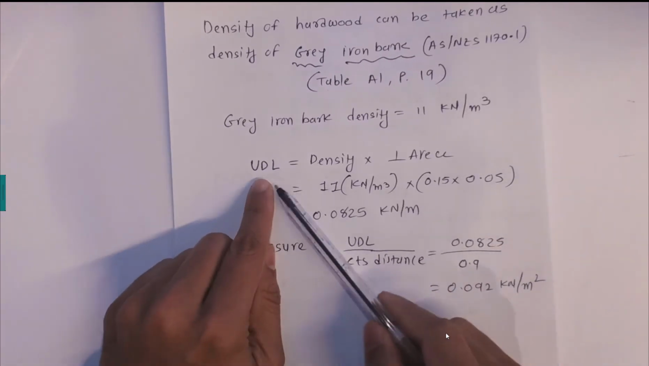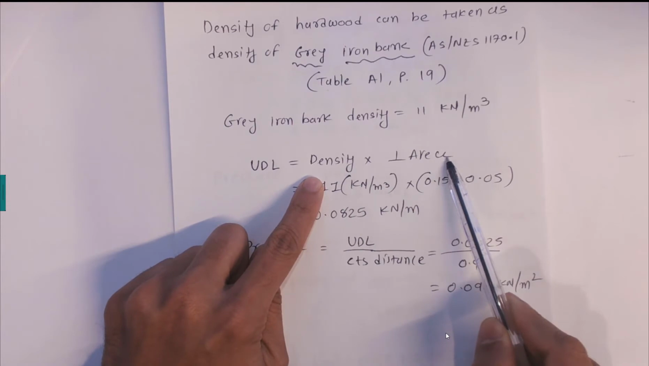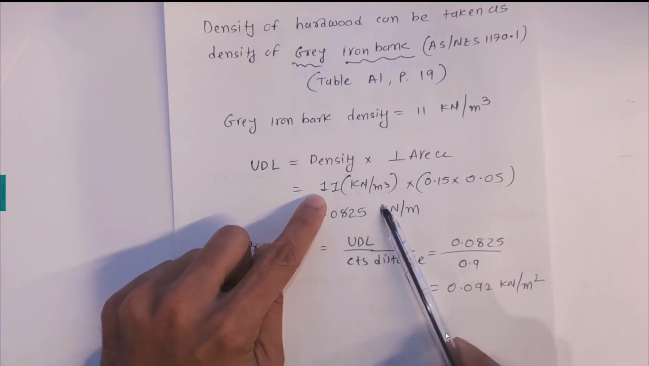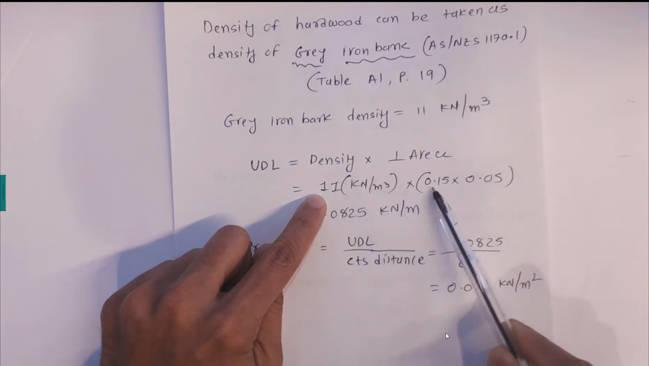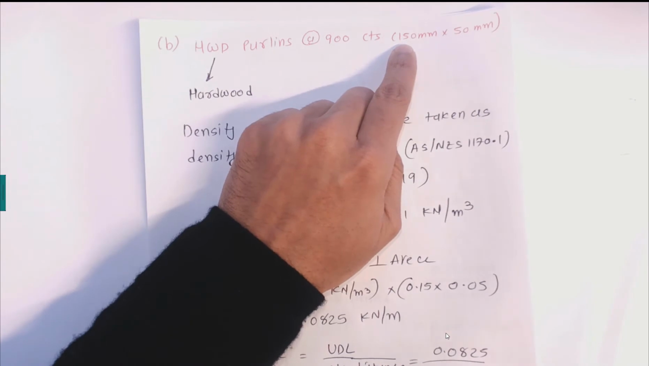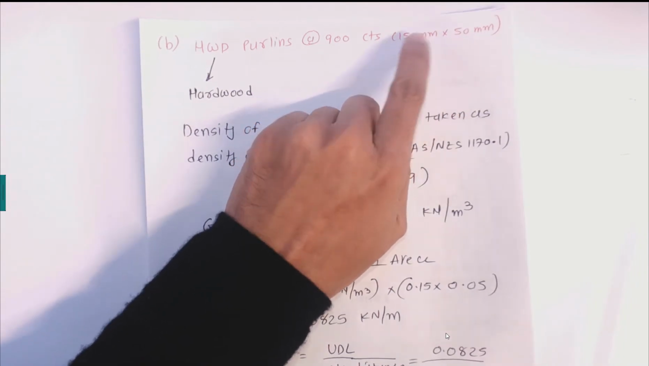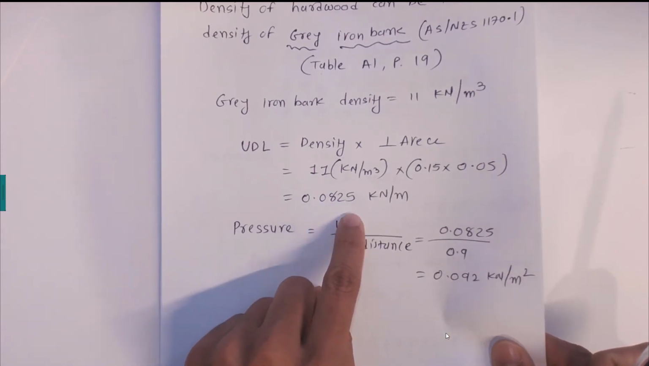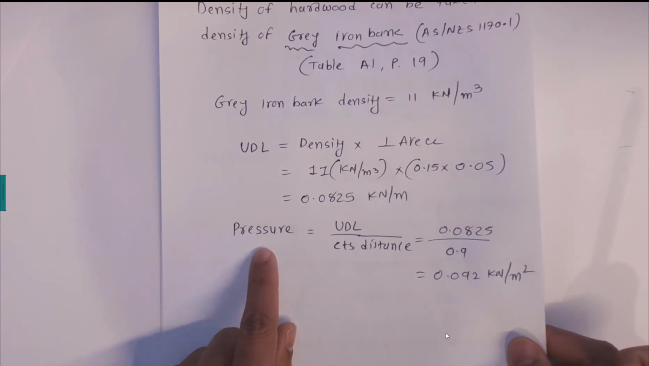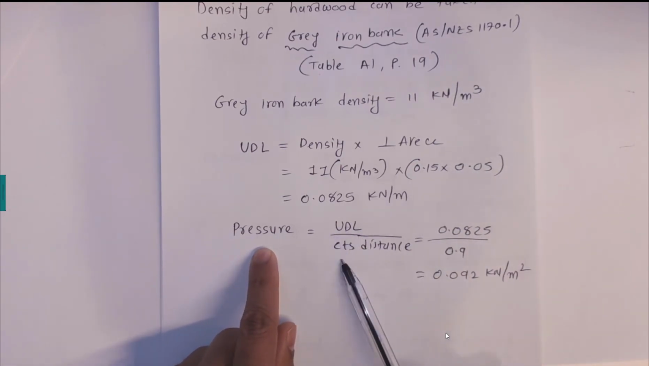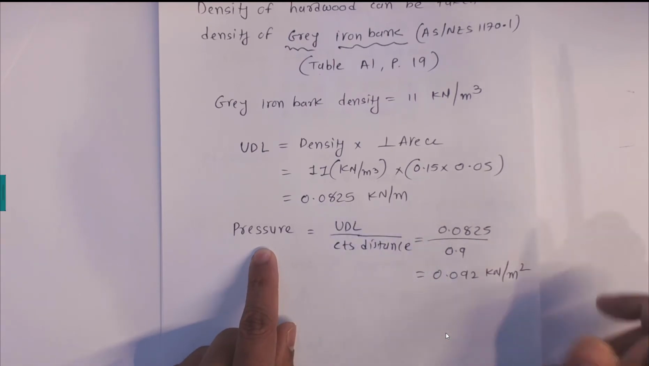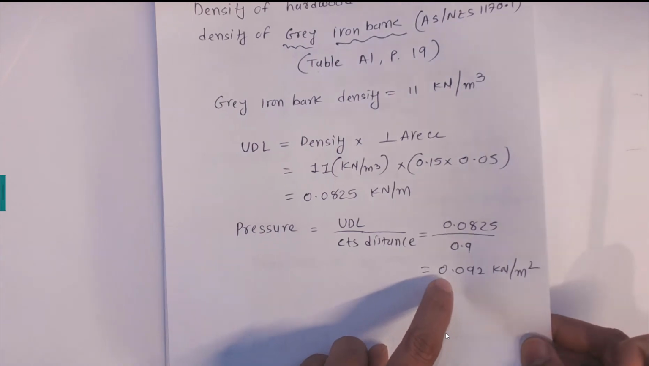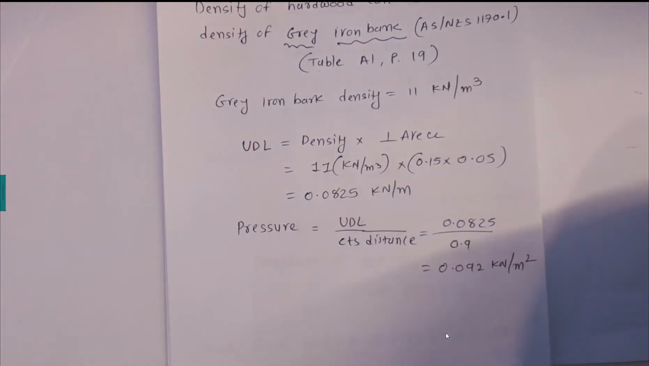First we have an equation to calculate the uniformly distributed load, that is density times cross-sectional area. We have made some videos on how we work this out. So density is 11 kilonewton per meter cube for hardwood, times the area, which is the cross section area. In the question, the cross section of this purlin is given as 150 millimeters by 50 millimeters, converted into meters, so 0.15 times 0.05 gives 0.0825. Now we need the answer in pressure, which is kilopascals, kilonewton per meter square. So we divide the UDL by the center distance, which is 0.9, given in the question. The center distance is 900 millimeters, so we divide by 0.9 meters. So the pressure is 0.092. Now I would like to show these purlins, where the purlin is located.